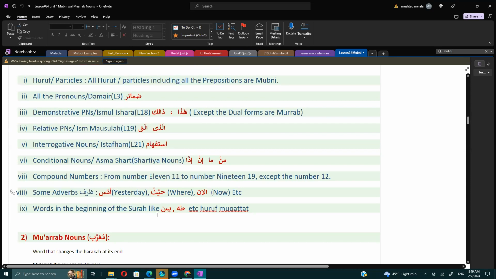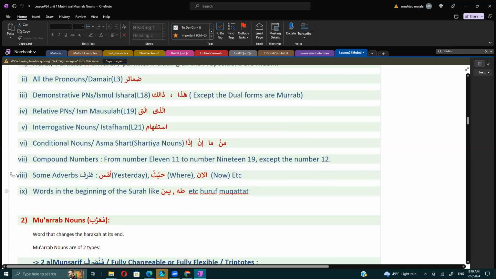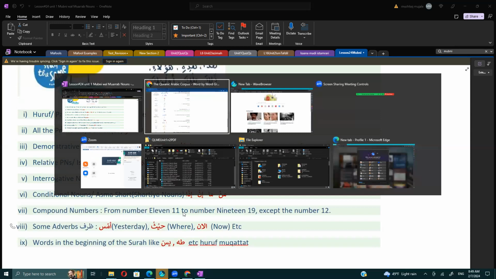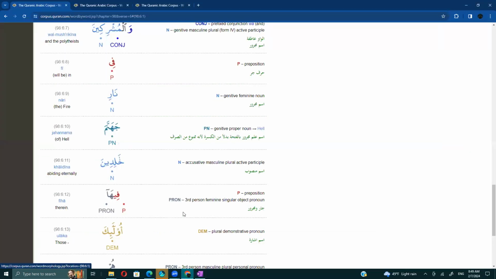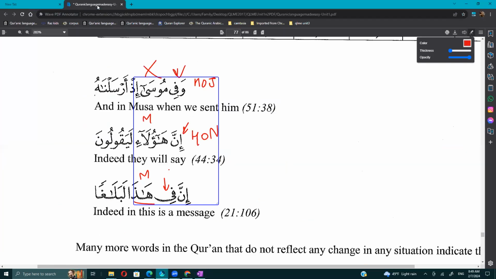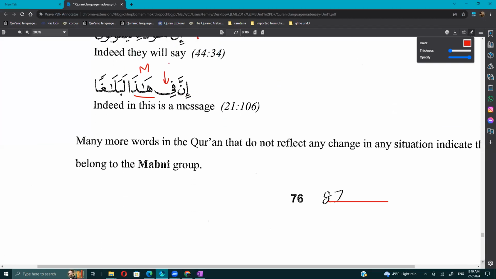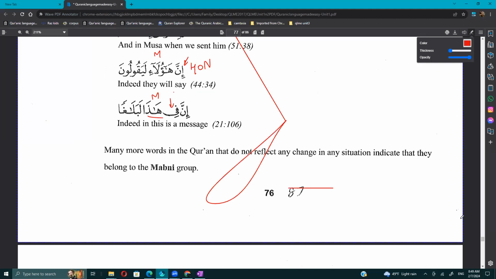And words in the beginning of the surah, like the huruf muqattat, like Yasin, Taha, or Alif Lam Ra, or Alif Lam Mim. They will never change; they're also mabni. Why? It's just that they're mabni. They will never change in the Quran. Okay, is it clear? Everyone clear about the mabni nouns, the non-flexible or unchangeable nouns? Clear? Okay. Now let's take many more words in the Quran that do not reflect any change in any situation, which indicates that they belong to the mabni group.